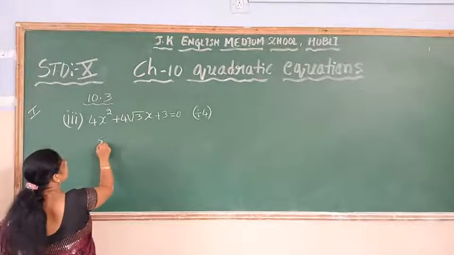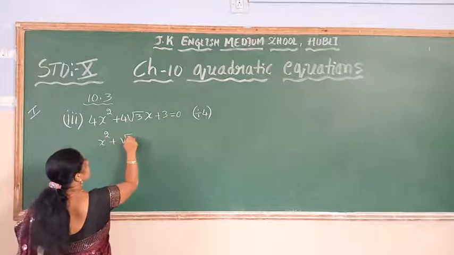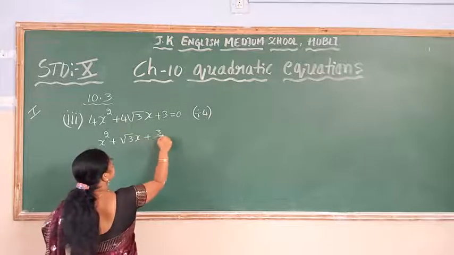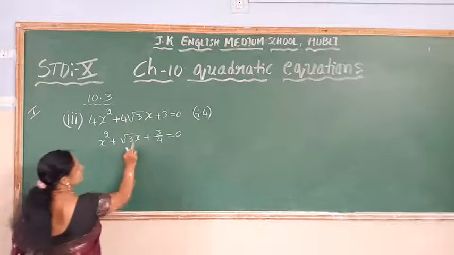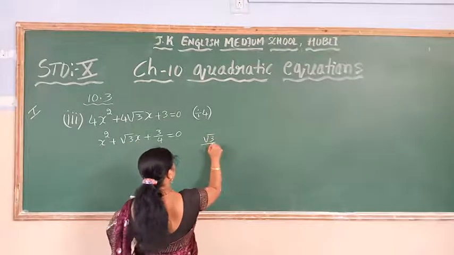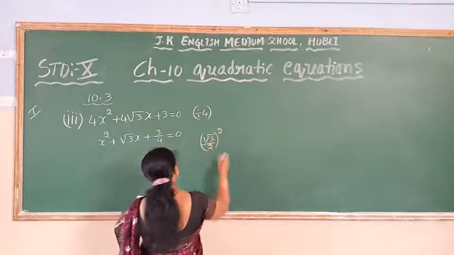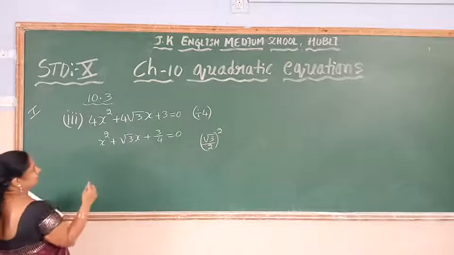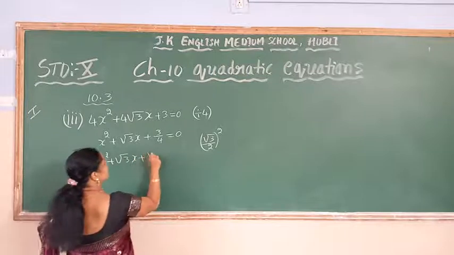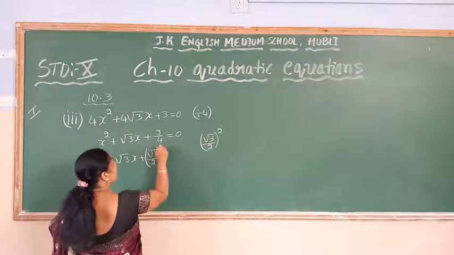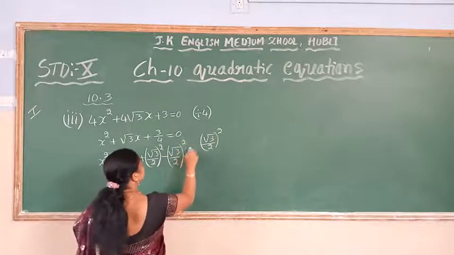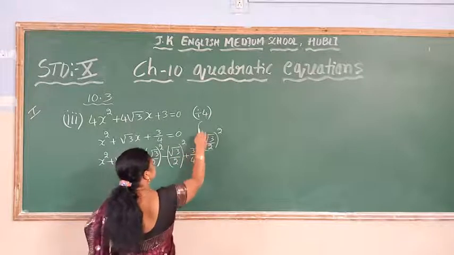I divide by 4. So x square plus root 3x, and 3 by 4 is equal to 0. What is the coefficient of x here? Root 3. Root 3 divided by 2, whole square. You add this once: x square plus root 3x plus root 3 by 2 whole square, add once and subtract once, plus 3 by 4 is equal to 0.